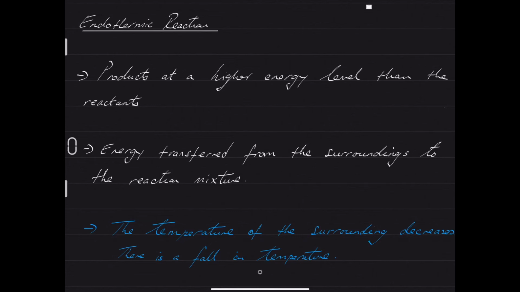Quickly going through this again, in an endothermic reaction, products are at a higher energy level than the reactants. Energy is transferred from the surroundings to the reactants. The temperature of the surroundings decreases, and this is a fall in temperature. The point of it being a fall in temperature is important because if you're investigating endothermic and exothermic reactions, and you have to talk about an experimental procedure, you are looking for a fall in temperature.